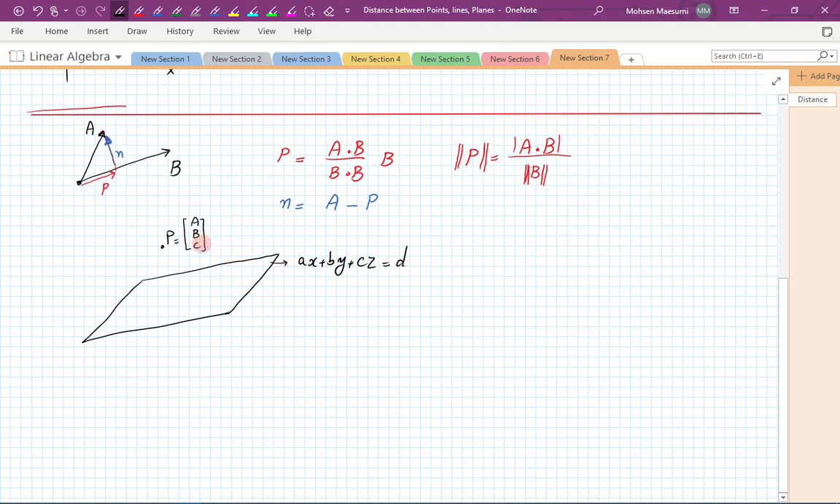So we want to find the distance of this from that. So a standard question would be: find the distance of P, let's call it, say, (2, 3, 4), from, let's say, 5x plus 6y plus 7z is equal to, say, 10. So that's the idea.